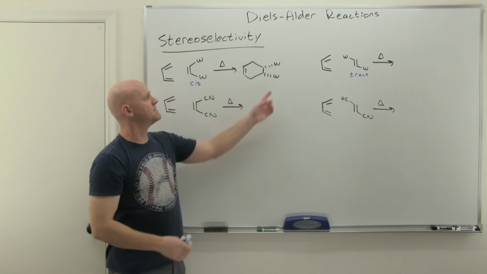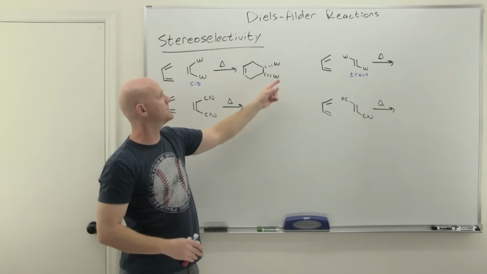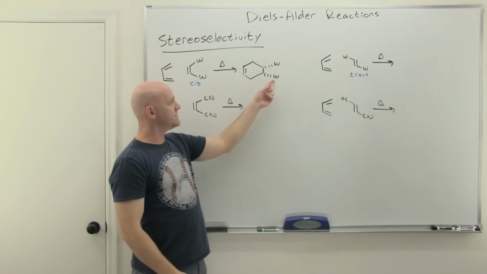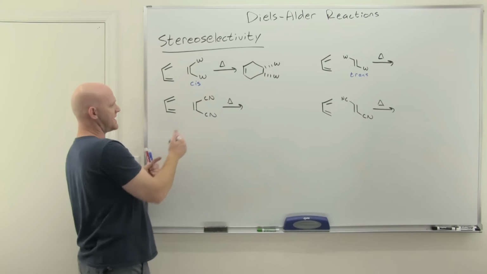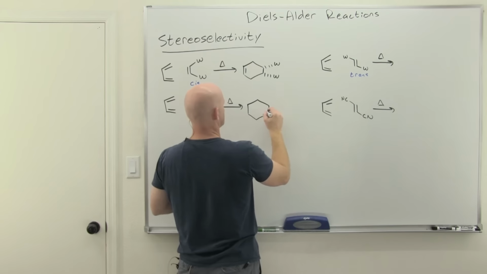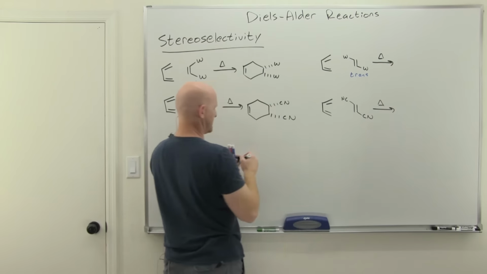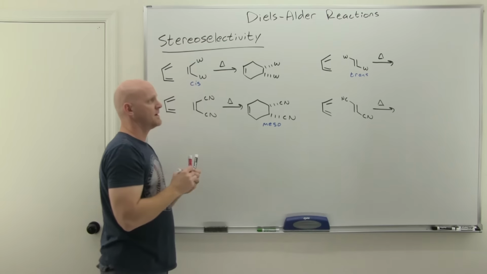In this case, whether I made them both dashes or both wedges, it's the same thing. It turns out to be a meso compound, assuming these two withdrawing groups are identical. If they weren't identical though, then you'd get both enantiomers possible, both dashes or both wedges. So if we do this with the cyano groups here, like we said, this is indeed a meso compound.